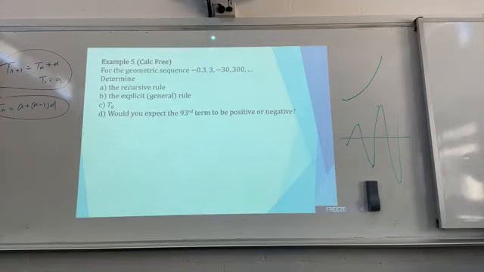Now, part D is an interesting one. Look at the odd and the even terms. Wouldn't it be negative? Yep. Definitely. Because you need to look at the odd terms. You see, all the odd terms are actually negative.